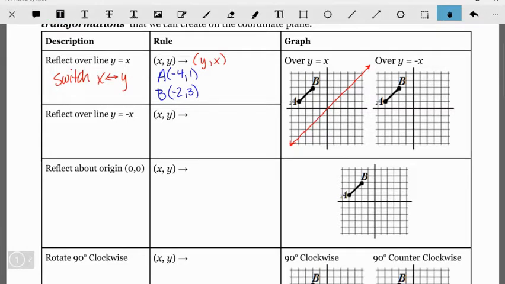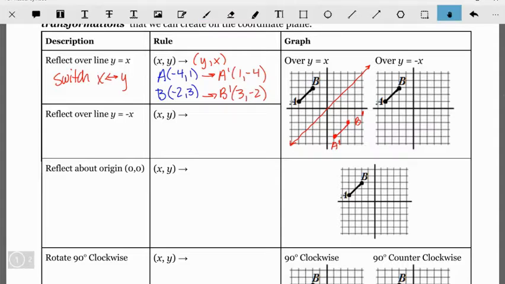And so if we perform our transformation, again, to find our new points, to find A prime, all we do is flip flop our x and our y. So that's going to become 1, -4 for our new point. Same thing for our new B, 3, -2. So let's plot them and see how we did. So new A or A prime at 1, -4. There's our A prime, and B prime at 3, -2. Connect the dots.